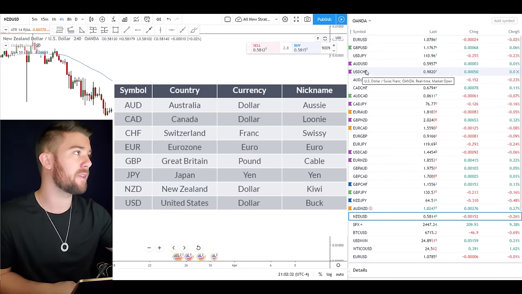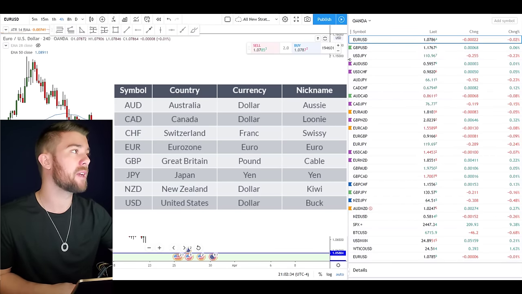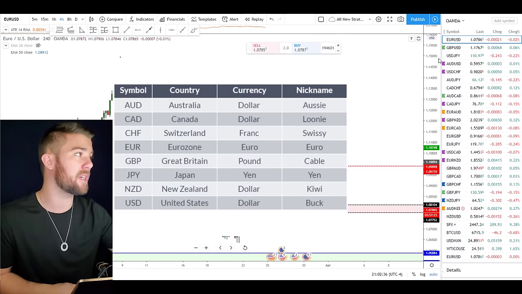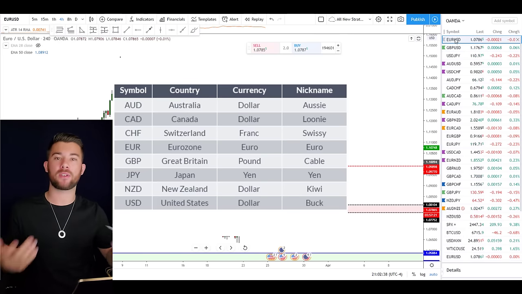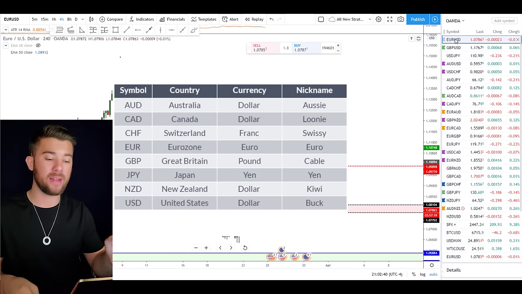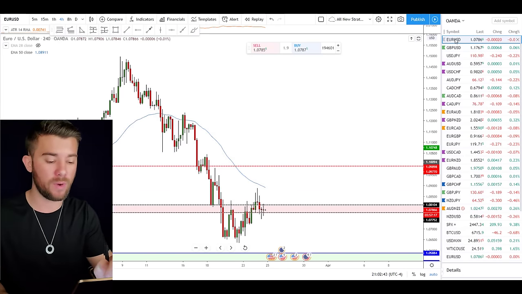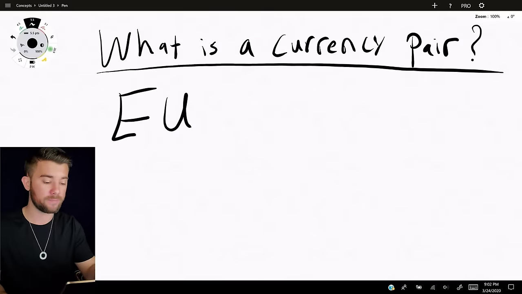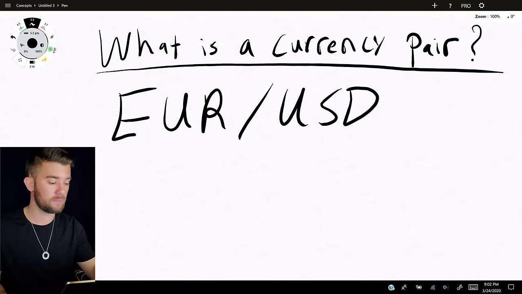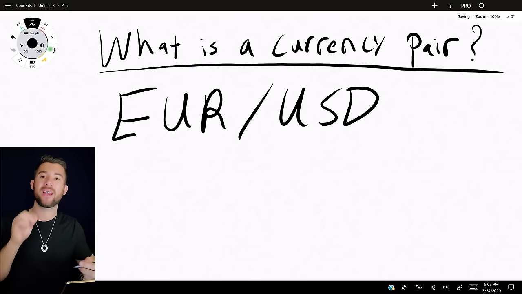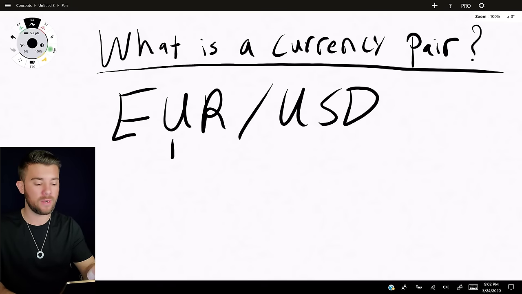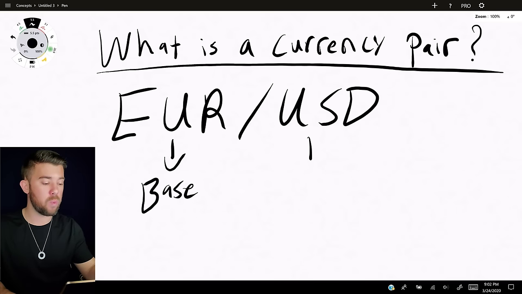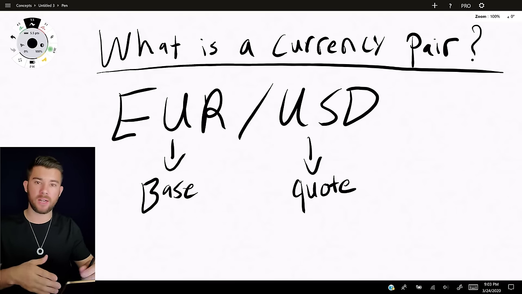So in the case of the euro dollar, let's say, this is a currency pair that we can trade. It's actually the most popular currency pair in the Forex market. And the euro dollar, if we write it out here, consists of two currencies, right? These two currencies are called the base currency and the quote currency. Now, don't let this sound too confusing.